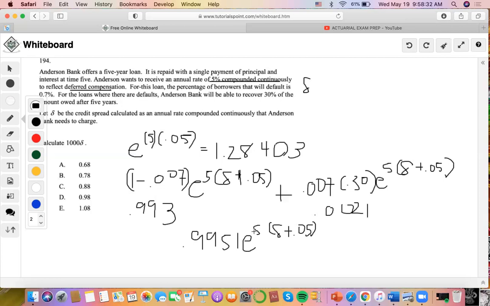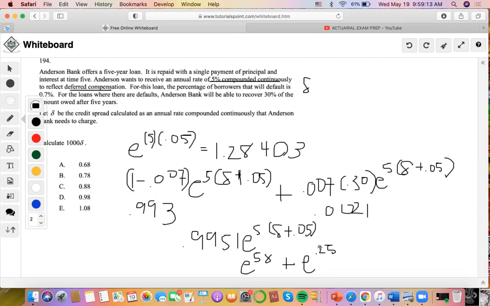And then we can also distribute this, so I could get e to the 5 force of interest plus e to the 5 times 0.05, which is 0.25. And we can solve for e to the 0.25, and then multiply it by 0.9951. And then we'll end up getting 1.2773.